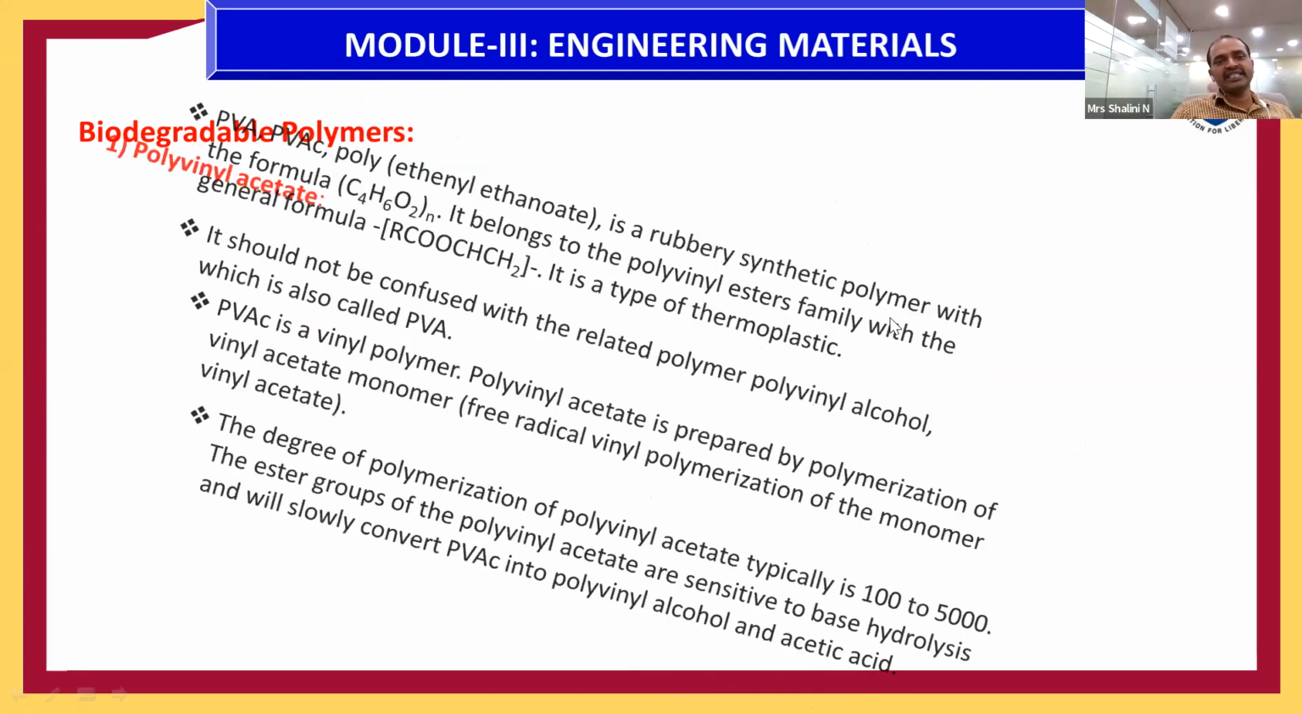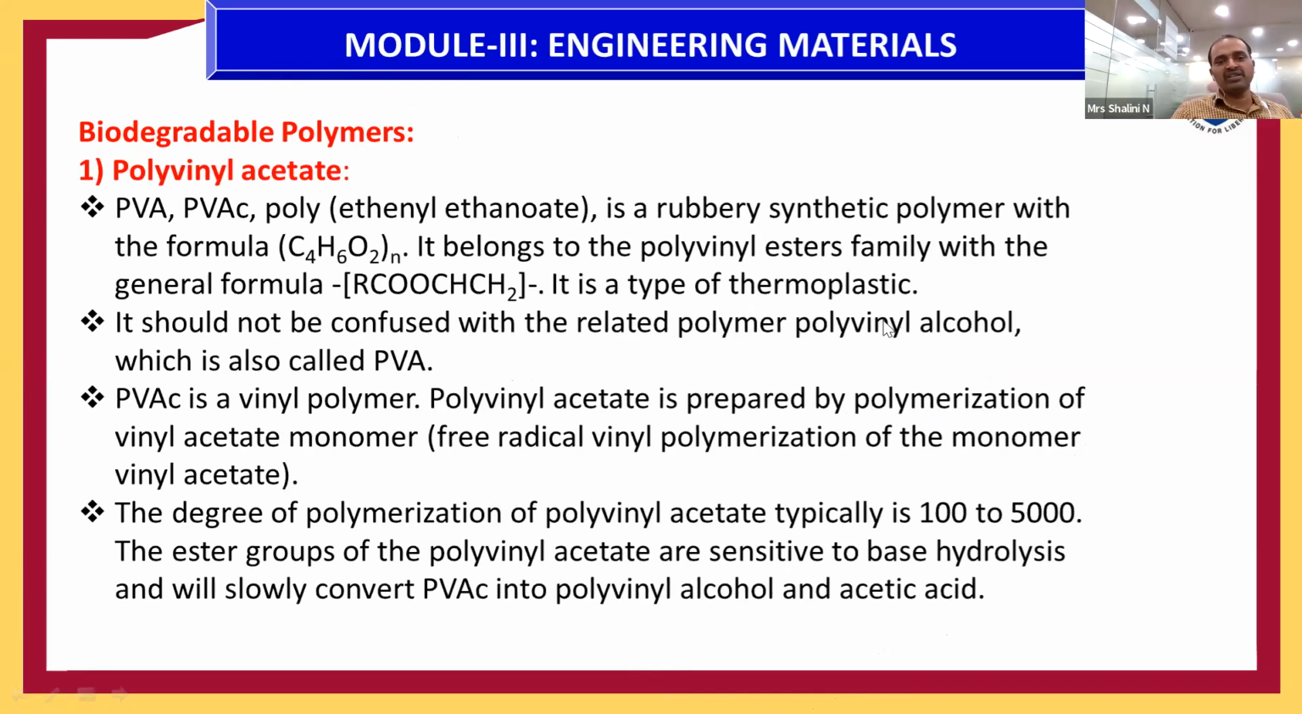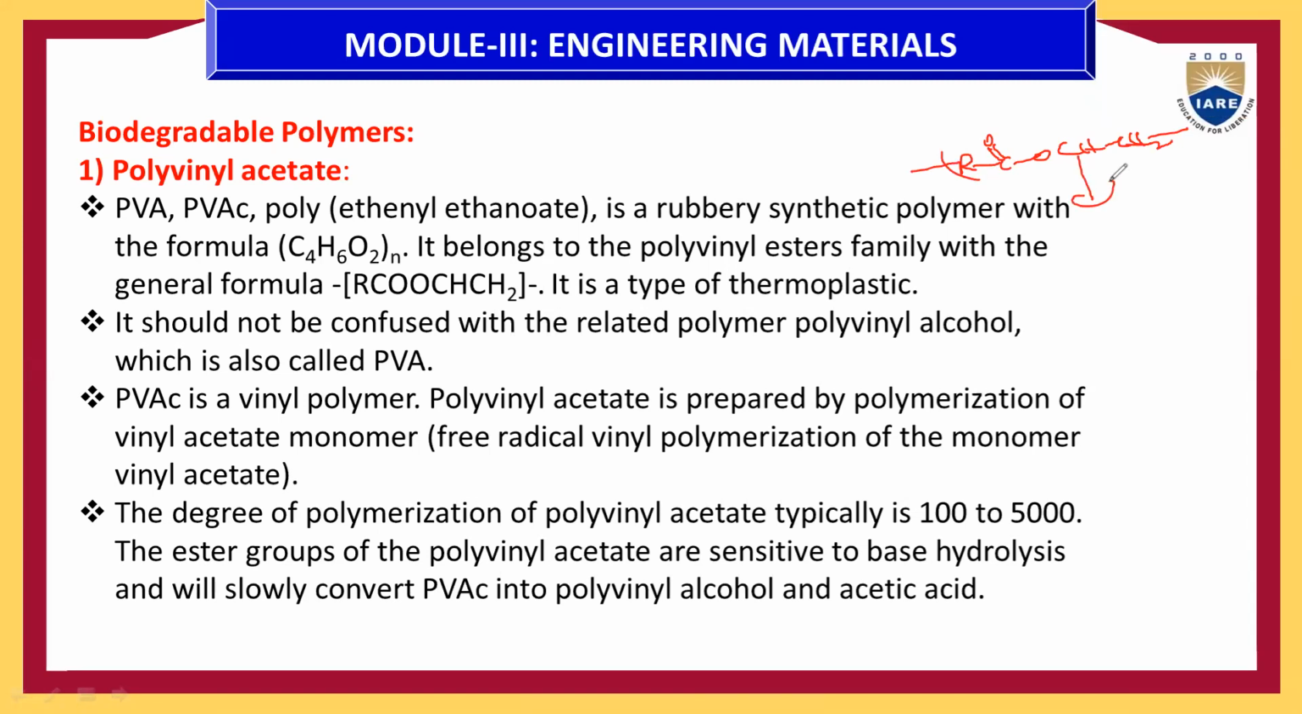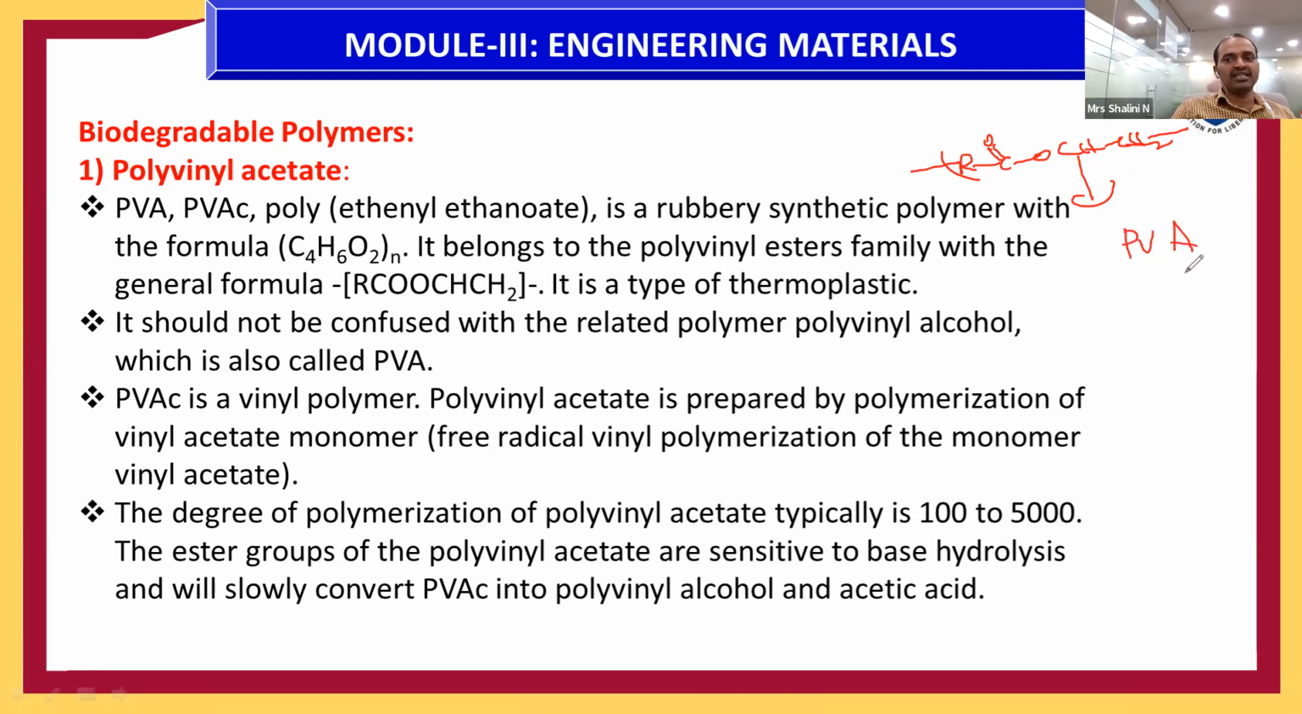Polyvinyl acetate and polyvinyl alcohols are rubbery synthetic polymers. PVA means polyvinyl alcohol, and PVAc means polyvinyl acetate. The general formula for the esters family is R C double bond O, O, R. It should not be confused with the related polyvinyl alcohol, which is called PVA.